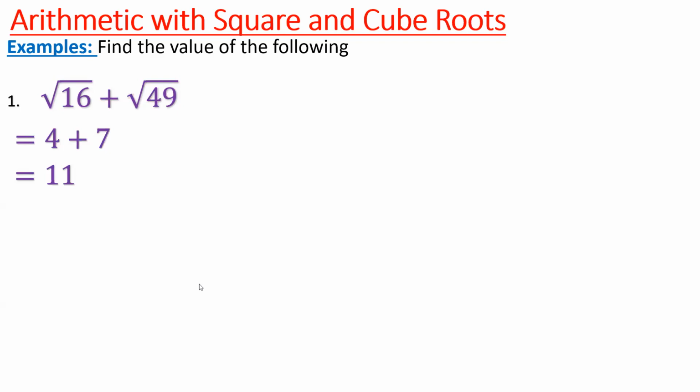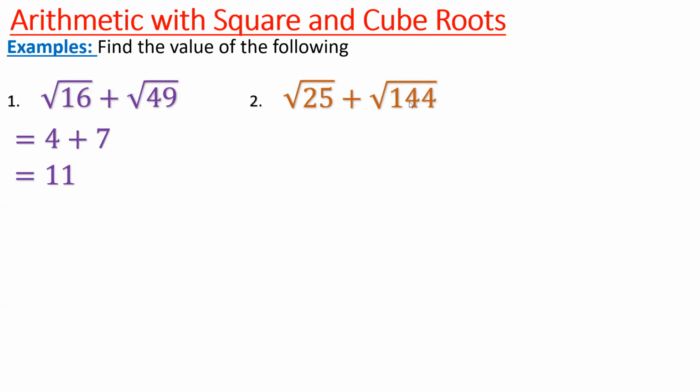So let's consider number 2. So let's say we have the square root of 25 and the square root of 144. What's the first thing that we're gonna do? Find the square root of 25, which is 5. Very good.